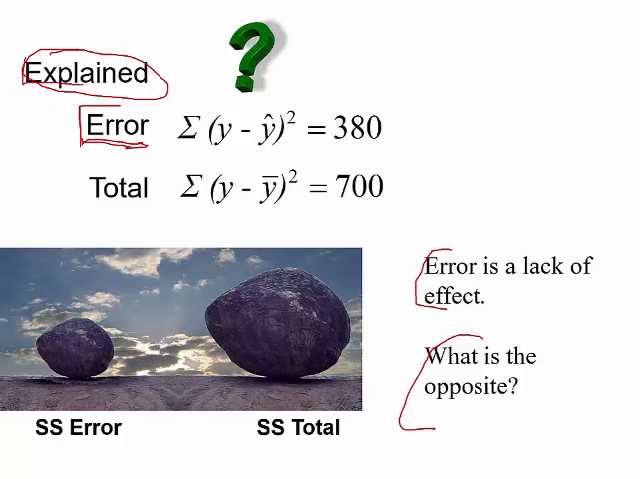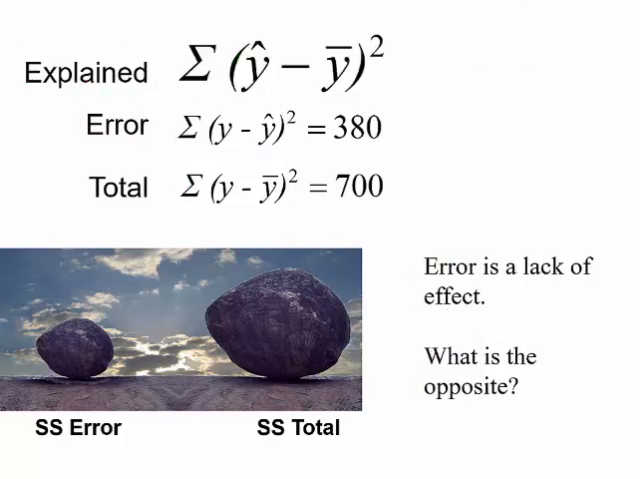And so with that, the next question is, is there a formula I can give you? If the total sum of squares is y minus y bar squared, and error is y minus y hat squared, what is the formula for explained variance? As you might guess, I have a formula for you right here. Here is the formula for explained variance. It is the sum of y hat minus y bar squared.